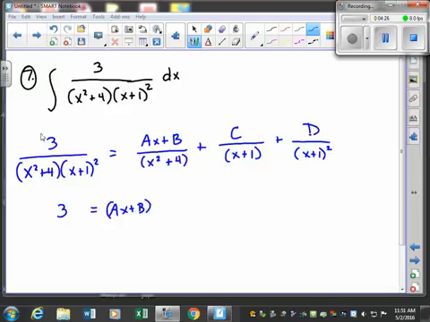Bring our numerator down: 3 is equal to... so this is in a denominator, but if it was all over x squared plus 4, it's over this. So what's missing? x squared, (x plus 1) squared.